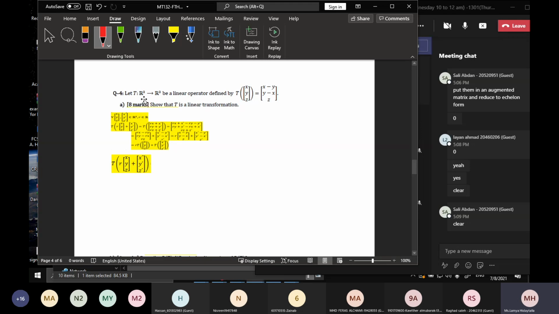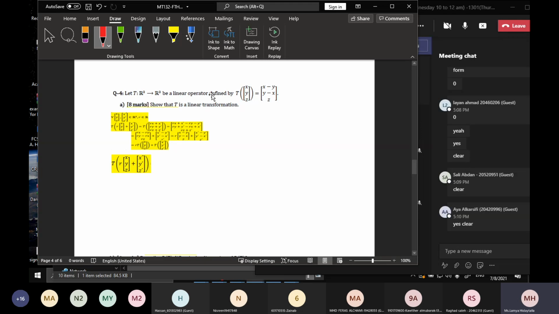Okay. Let T from R3 to R3 be a linear operator defined by a transformation of this vector is this. Show that this transformation, which works like that, is a linear transformation. Let me remind you, when we say that this transformation is linear, it should satisfy how many conditions? Two conditions. Can you tell me what the two conditions are?